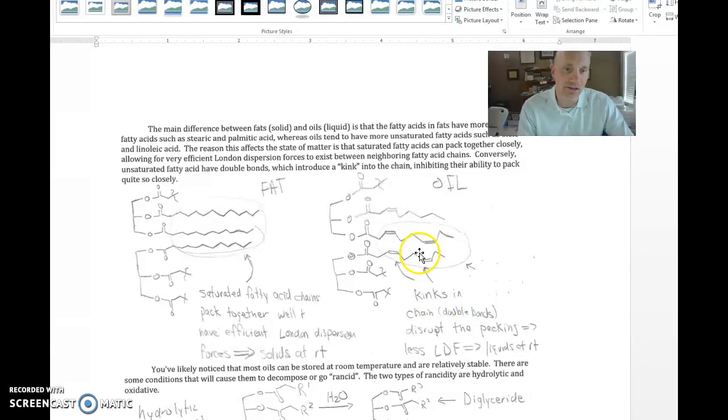All right, and because they don't pack together as well, the London dispersion forces that you would have between them is not as significant. Therefore, these things tend to be liquids at room temperature. So chemically, that's going to be the difference between oils and fats. But if you take a look at the molecule as a whole, it's still a triacylglyceride.